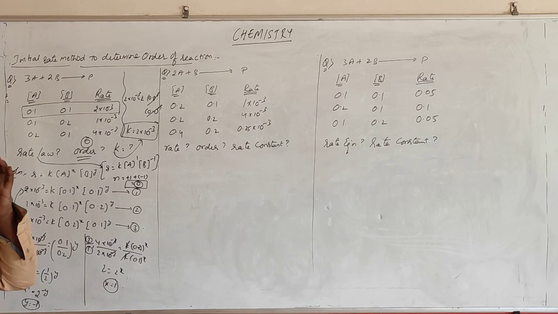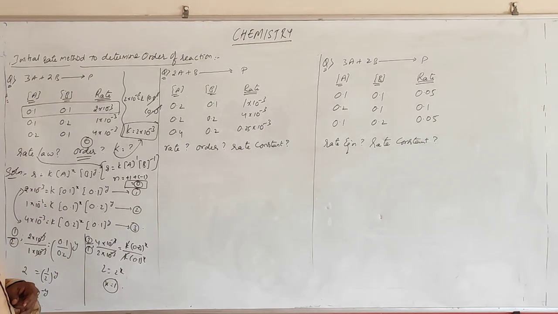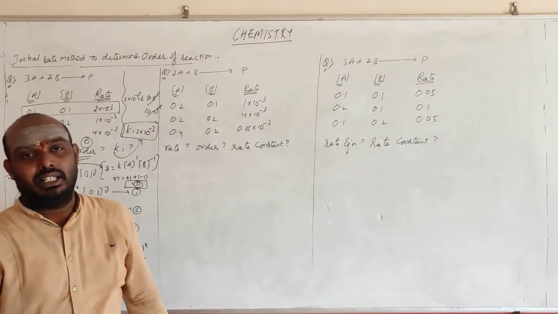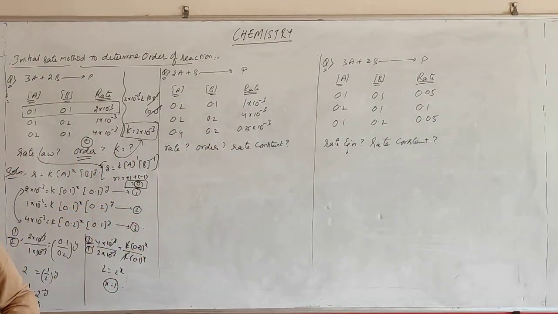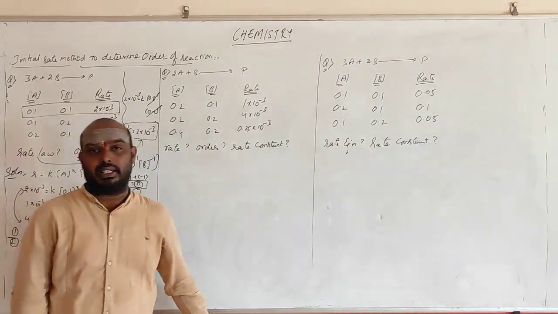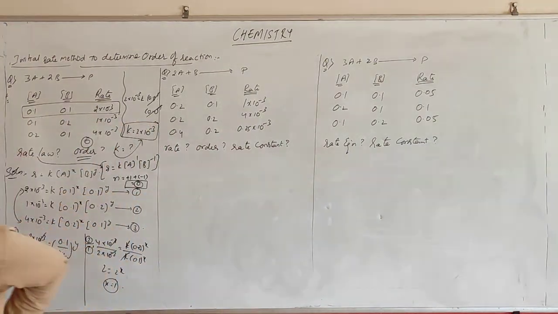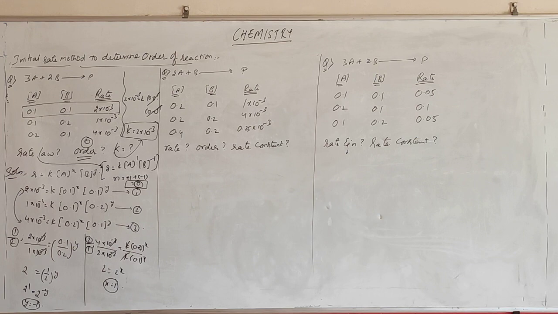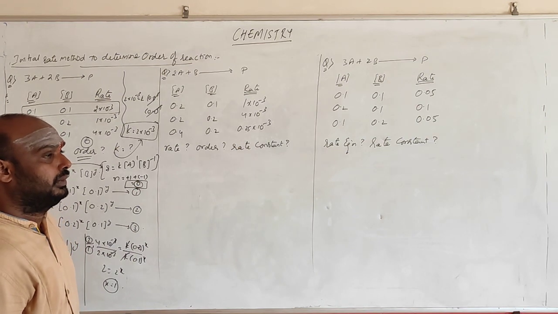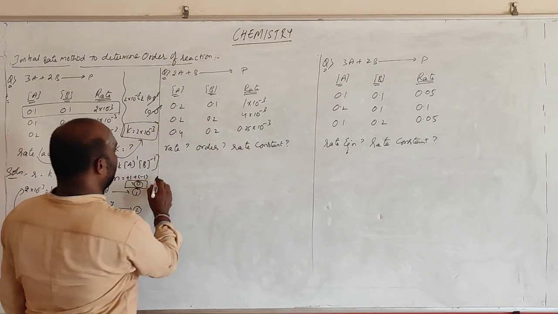In the same way, try to do this problem. 2A plus B gives rise to product. The concentration of A has been given, the concentration of B, and the rate of the reactions with those initial concentrations have been given. Find the rate, order, and rate constant of the particular reaction. Okay? Try to solve this question, students.